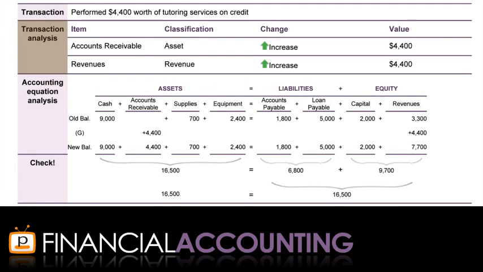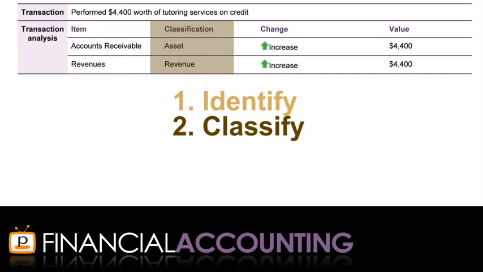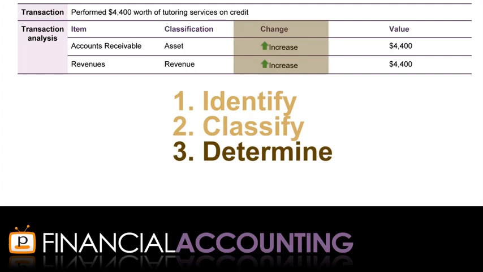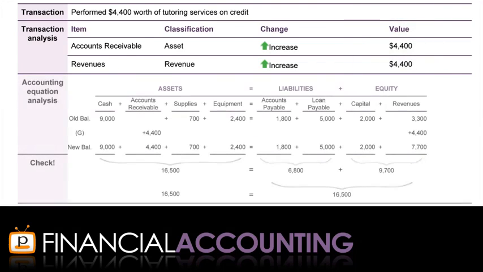Next, we need to analyse the transaction to decide what is actually recorded. We need to identify the names of the items, classify them according to the components of the expanded accounting equation, determine whether the item has increased or decreased, and calculate the amount of the change. In this case, accounts receivable will be affected because the client is expected to pay the business some money in the future. And revenues are affected because we have earned revenues by providing the service.